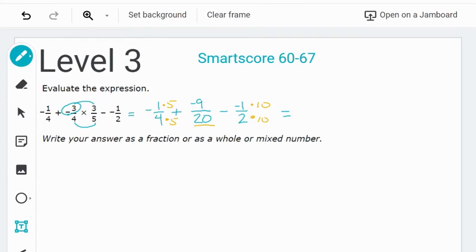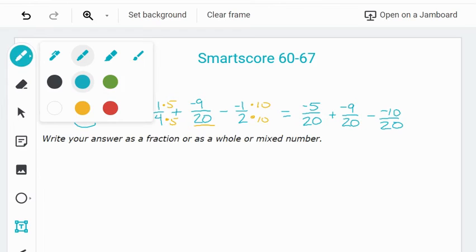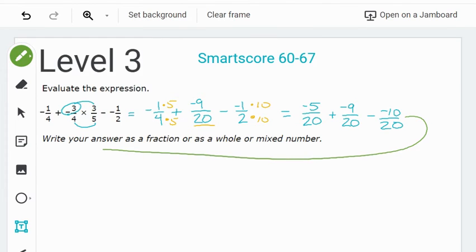So that'll be negative 5 over 20 plus, that one doesn't change, negative 9 over 20 already had 20 as a denominator, and then minus negative 10 over 20. Okay. And we work from left to right. So this first one, negative, we're just focusing on adding the tops. So it's really the 20s, we shouldn't have to worry too much about the 20s. I know that the denominator will be 20 when I add these together. So it'll be something over 20 minus negative 10 over 20.